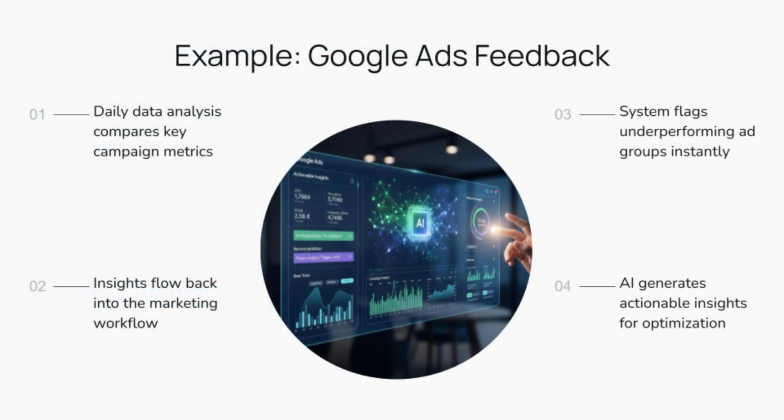Let's say you're running a Google Ads campaign for an e-commerce client. Your analytics system pulls data daily into Google Sheets. It compares spend, ROAS, and conversion volume. It flags any ad group performing below target ROAS. Then, using a ChatGPT or Gemini script, it generates a short insight like, your brand campaigns, ROAS dropped 18% week over week. Consider adjusting ad copy or targeting. That insight flows back into the marketing workflow. The media buyer adjusts, the new data gets collected, and the loop continues. That's how marketing becomes self-correcting.